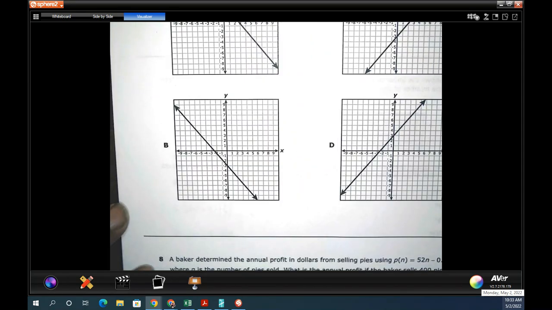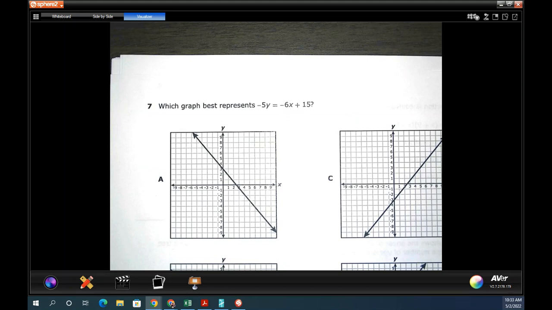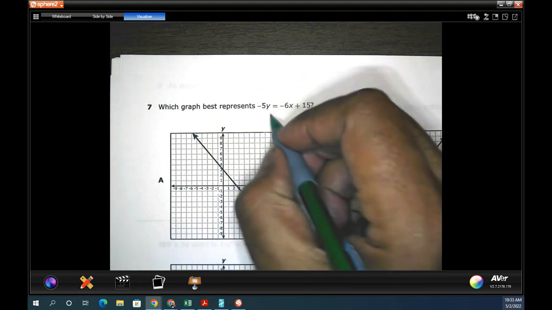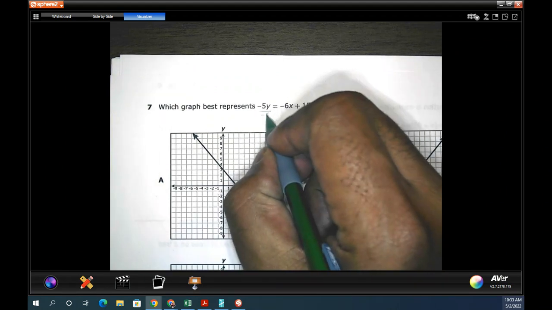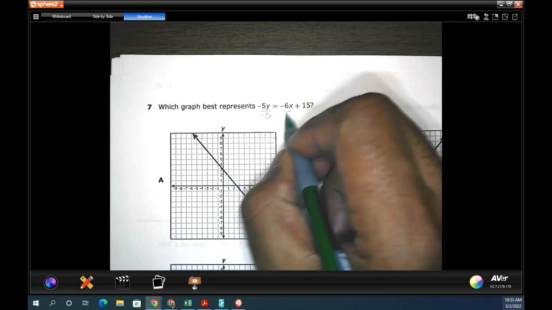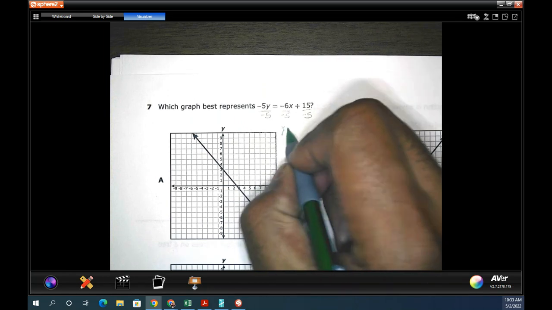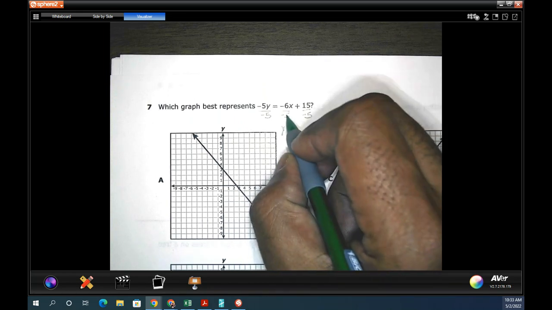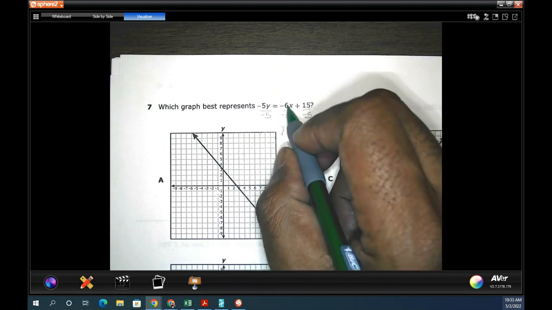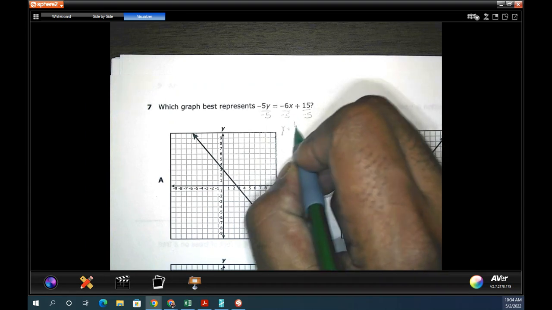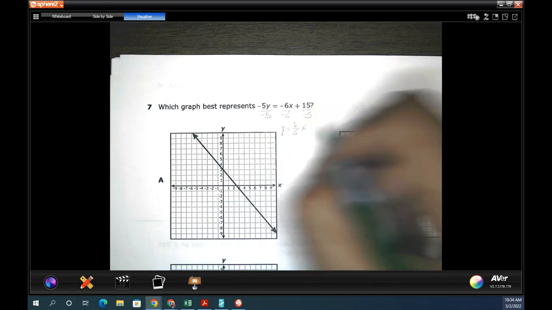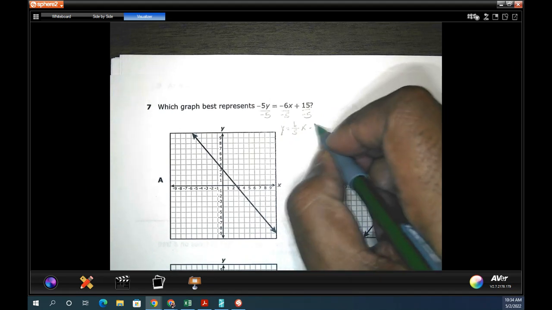Look at this one. Which graph best represents negative 5y is equal to negative 6x plus 15? You only got to do one thing. Divide everything by negative 5. You want it in slope-intercept form. So that gives you y equals negative divided by negative is a positive. If you don't know, put it in your calculator. Go negative 6, control negative 5. So it's 6/5 x minus 3. All right.